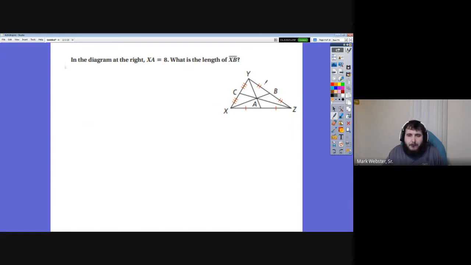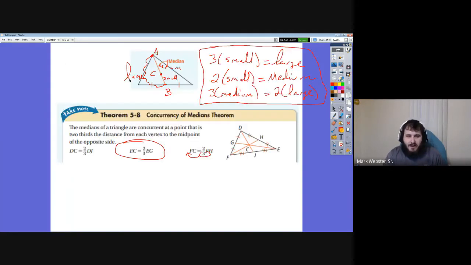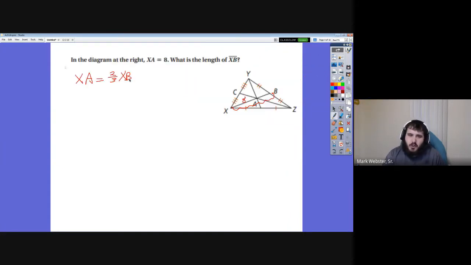So here, they tell you that XA is 8, and they want to know what's XB. So I'm going to show you 2 different ways that you can do this. It really just depends on you. What they want you to do is they want you to say XA equals 2/3 of XB. That's the way they talk about it here, right? Medium equals 2/3 of large. But really, if it were me, I would rather say 3 times XA equals 2 times XB.